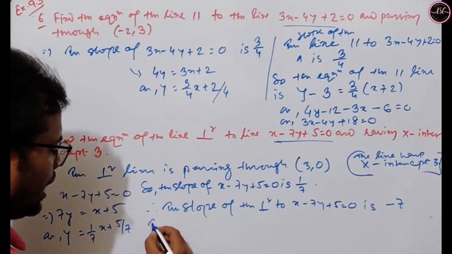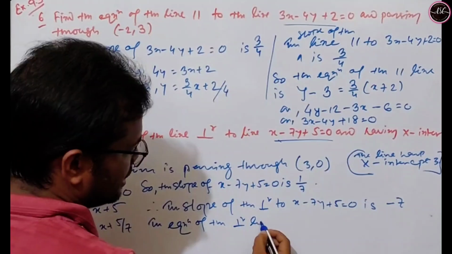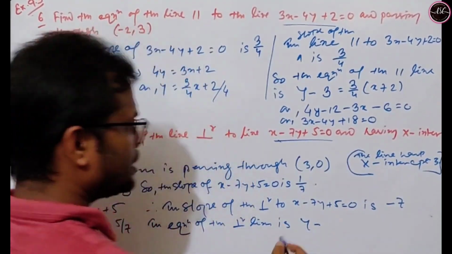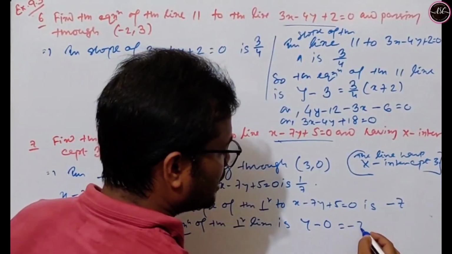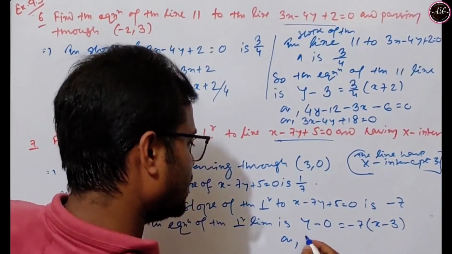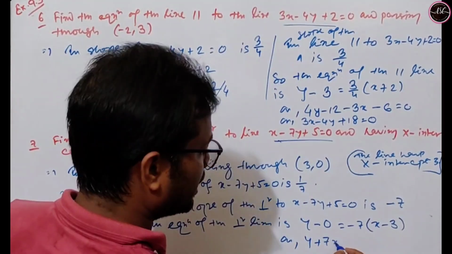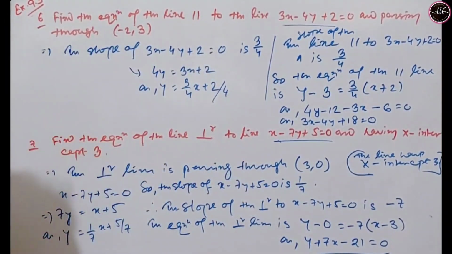So the equation of the perpendicular line, as this is passing through 3, 0: y minus y1, that means y minus 0, equal to minus 7 of x minus x1, that is x minus 3. So just write here y plus 7x minus 21 equal to 0. That will be your answer. Then look at this question.